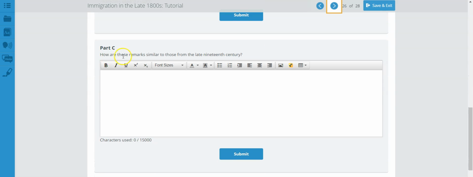Part C. How are these remarks similar to those from the late 19th century? So right here you're comparing nativism today, and then you're going back to the late 19th century. What are the similar arguments? What are they saying? Are they acting the same way? Are they acting selfish? Are they seeing other groups of people in a bad way? And if so, how? Provide evidence from what you have read so far.